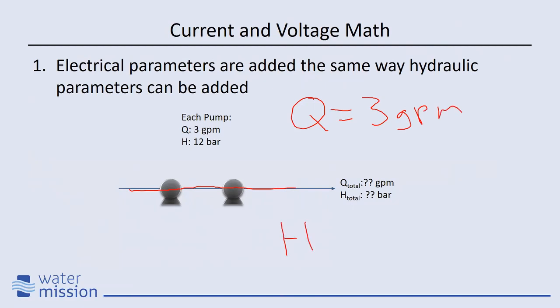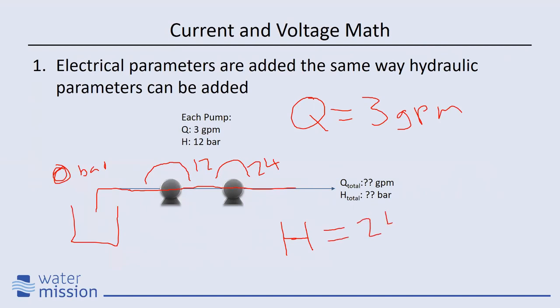Now what about head? If we were looking at this, pulling out of a tank, we got 0 bar right here. This is going to take it from 0 bar to 12 bar. But now this here is going to take it from 12 bar. It's going to add an additional 12 bar to it and put me at 24 bar. So my total system pressure of this arrangement is going to be 24 bar.